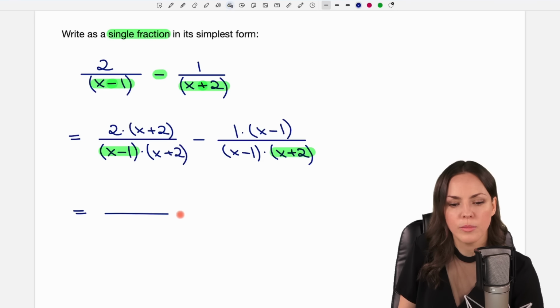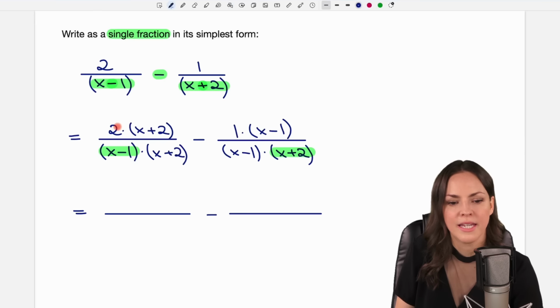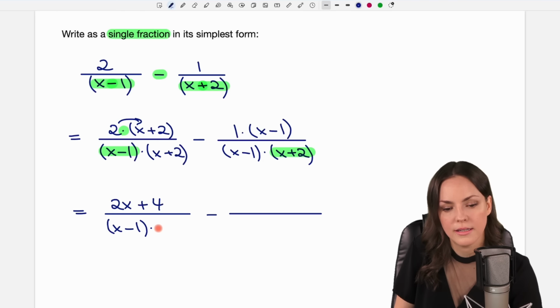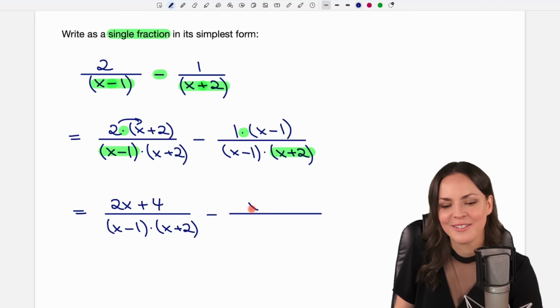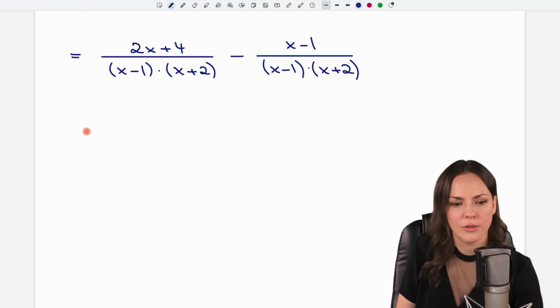Okay, let's simplify these things a little bit. Maybe we get rid of the parentheses here. So we have 2 times x, which equals 2x. Then we have our plus, and 2 times 2 equals 4. We leave the denominator as it is. And with our second part here, well, it's 1 times these parentheses, so it's 1 times x equals x, and 1 times -1 is -1, and we leave the denominator here as well. So this is how our expression looks now.